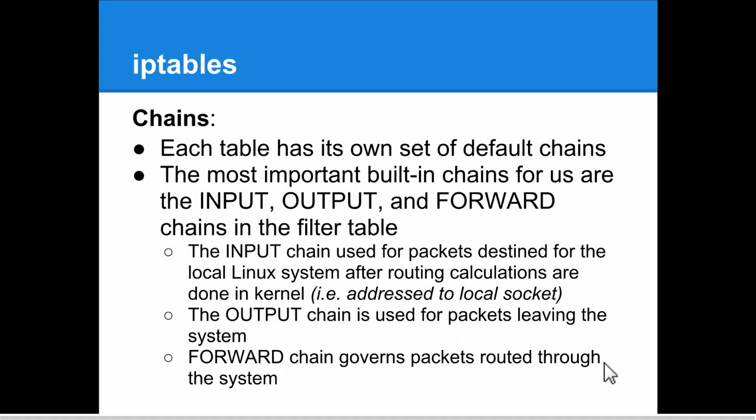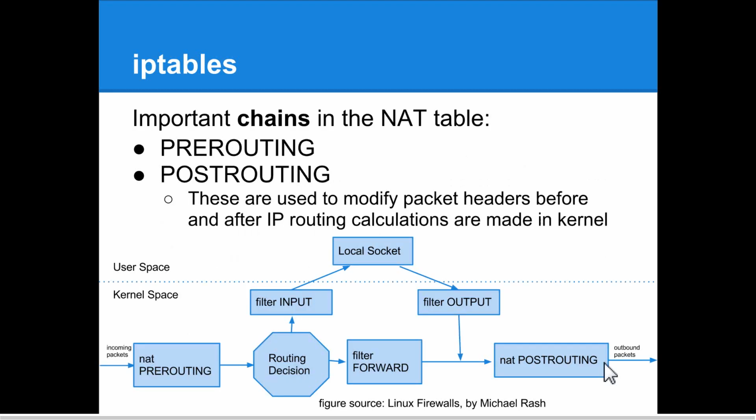So chains, each table has its own default set of chains when you first install it and start it up. The most important built-in chains for us are input, output, and forward. There's also pre-routing and post-routing, but the input chain is for any packets that are destined for the local system. Output is for any packets that are leaving it. Forward is for any packets that are running through it, so if this were a gateway or a firewall gateway, rather.